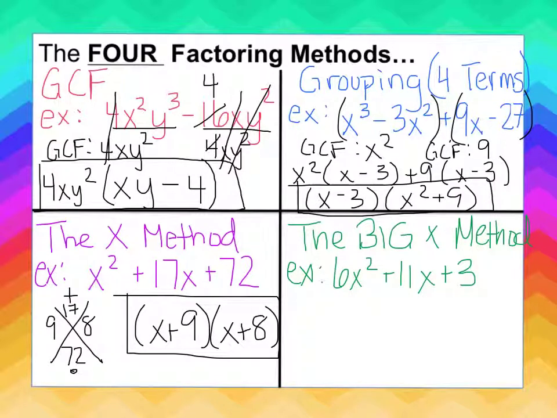The final factoring method you learned was the big X method. And here I have an example for us. 6x squared plus 11x plus 3.